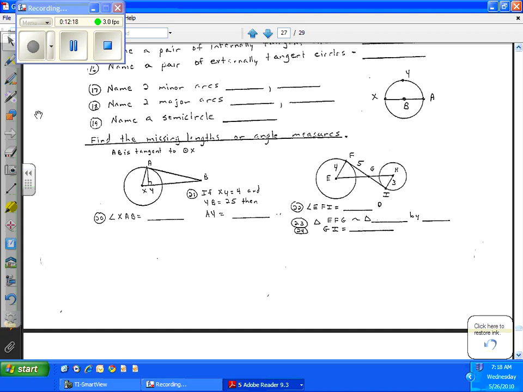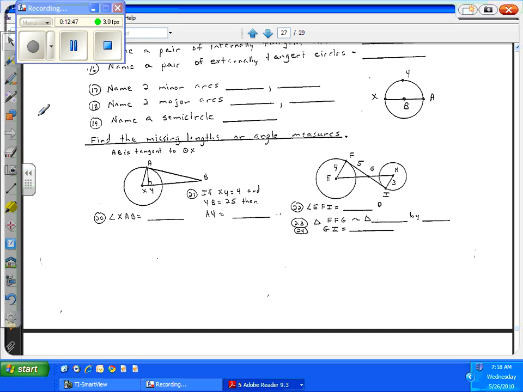Name two minor arcs, two major arcs, and a semicircle. An arc is a part of a circle. A circle is the set of all points in a plane, a given distance from a given point in that plane. So an arc would be a part of the points in a plane, a given distance from a given point in that plane. See, it's a part of a circle. Now, a minor arc is between 0 and 180 degrees, so it's less than a semicircle.